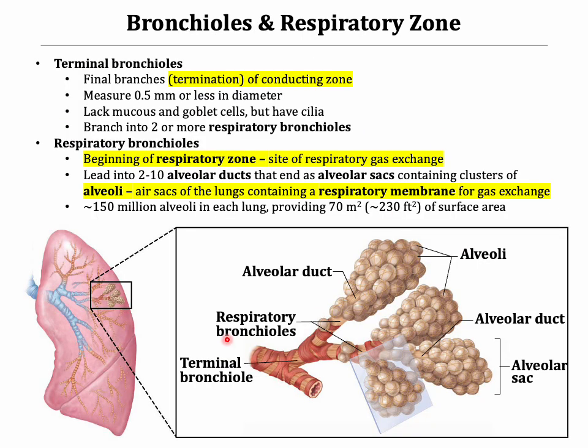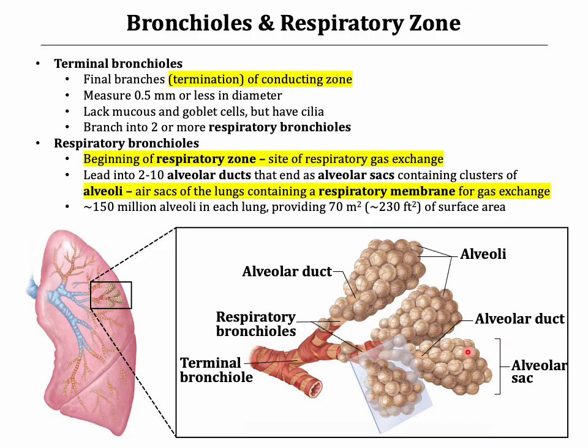So here we're seeing the terminal bronchioles and the respiratory bronchioles. And remember the terminology: we say terminal bronchiole because this is the end, or the termination, of the conducting zone. The terminal bronchiole feeds into 2 or more respiratory bronchioles, and this is the beginning of the respiratory zone, the site of respiratory gas exchange. The respiratory bronchioles feed into alveolar ducts, still tube-like structures, feeding into an alveolar sac containing many alveoli. Each little sphere is an alveolus.